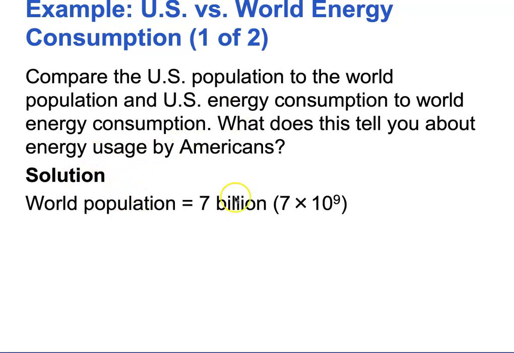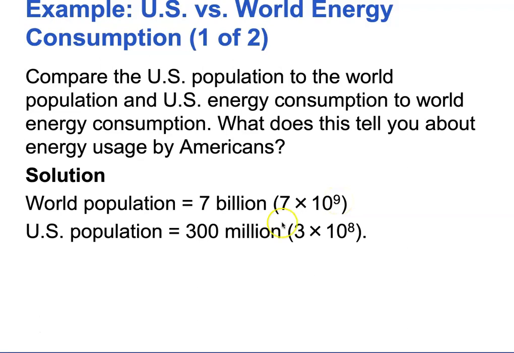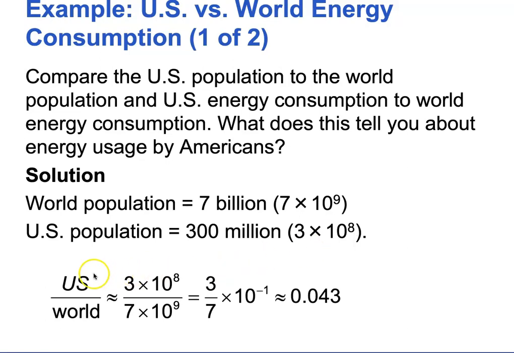All right, the world population is about 7 billion. So if we were to write that, it'd be 7 times 10 to the 9th in scientific notation. U.S. population is about 300 million. So then we would have to move it over there, and it would be 3 times 10 to the 8th in scientific notation. So you want the U.S. divided by the world population, because that's what we're comparing. Remember, you have your first one that they compare with. That always goes on top. Compare U.S. to the world. So U.S. is on top, divided by the world population.